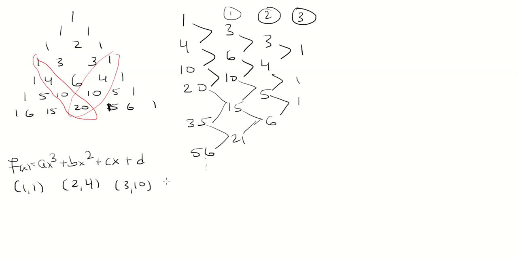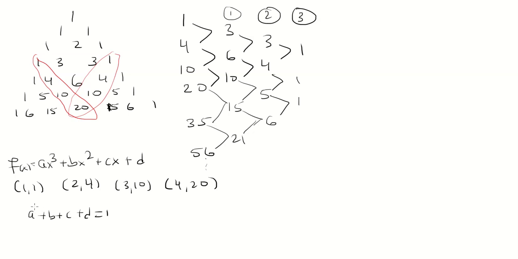Here we have 4 unknowns, so we need 4 equations. So then we go to 1, 2, 3, 4. That's going to be 20. So now we plug it in. When we plug in x equals 1 and y equals 1, we get a plus b plus c plus d is equal to 1.